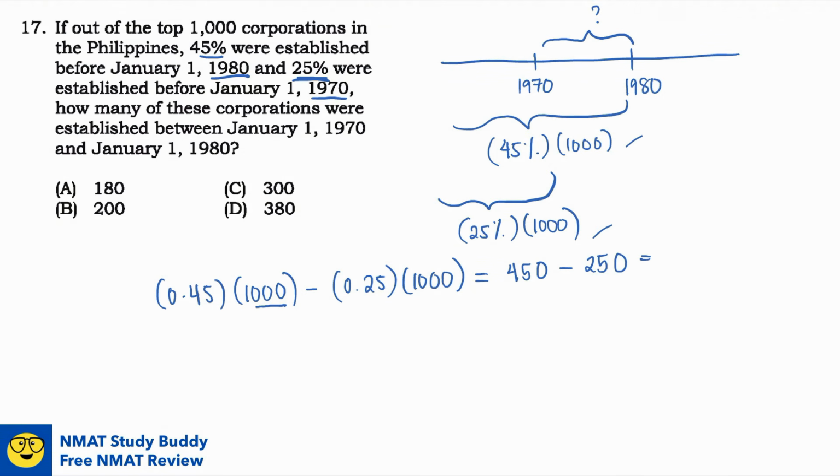So, yung sagot dito is 200 corporations yung na-establish between 1970 and 1980, which is letter B. Pero sa answer key, yung answer dyan is letter C, 300. Pero mali yun. B yung correct answer.